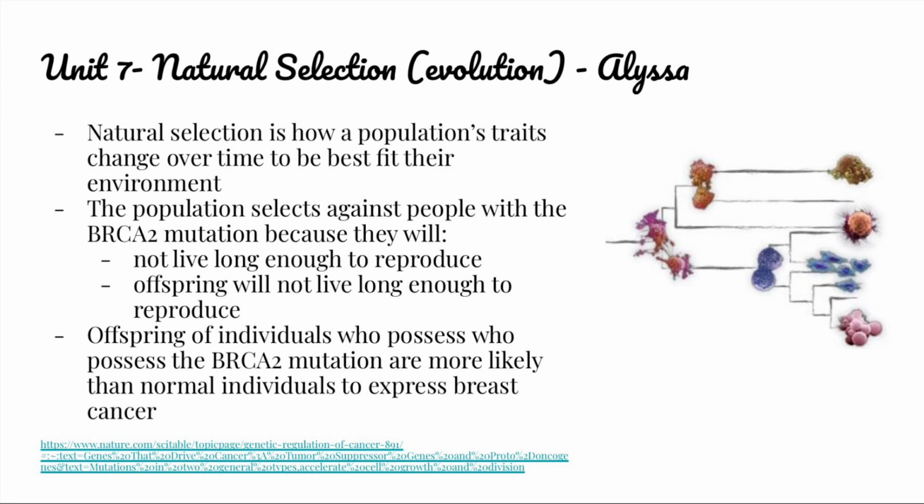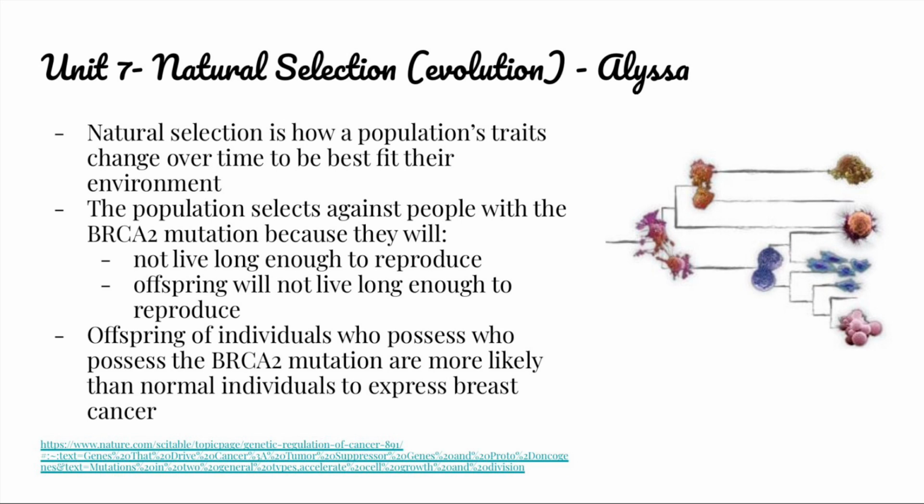Unit 7, Natural Selection and Evolution. Natural selection is how a population's traits change over time to best fit their environment. And the population selects against people with the BRCA2 mutation because they will either not live long enough to reproduce, or their offspring will not live long enough to reproduce.